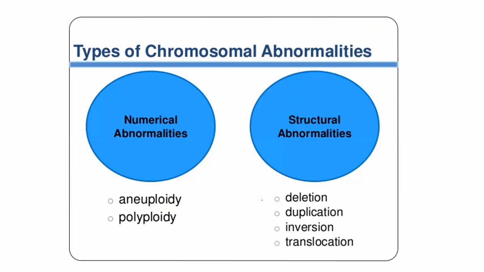Yes, ma'am. Okay. Now types of chromosomal abnormality. If there is abnormality in the structure of the chromosome, that will create the structural abnormalities that involve deletion, duplication, inversion, translocation. If there are abnormalities related to the number of the chromosomes, that is numerical abnormality, that is aneuploidy, polyploidy.